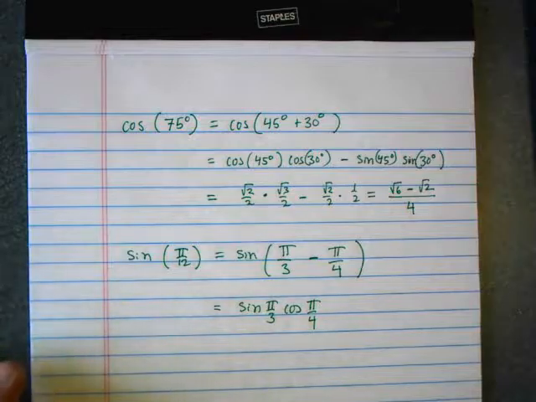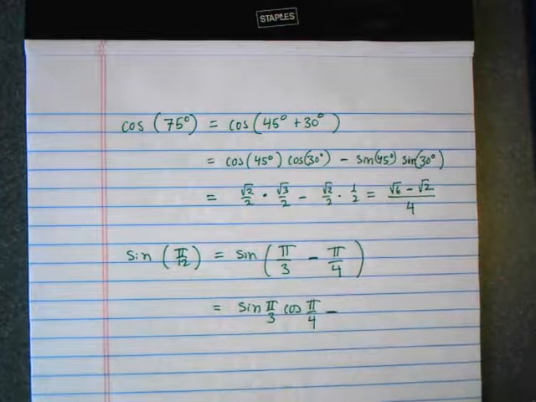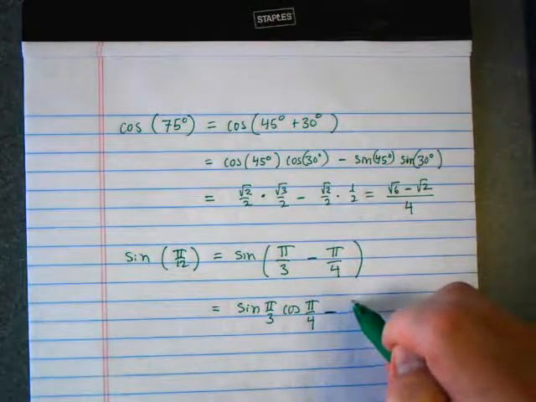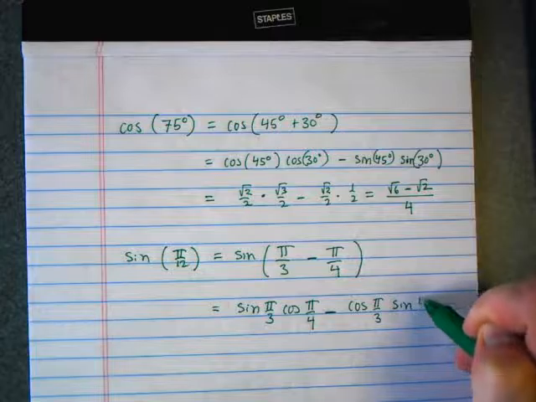You'll get both. And then it had a minus here. And then I switch it. So I do cosine of the first one, cosine of pi over 3, sine of pi over 4.